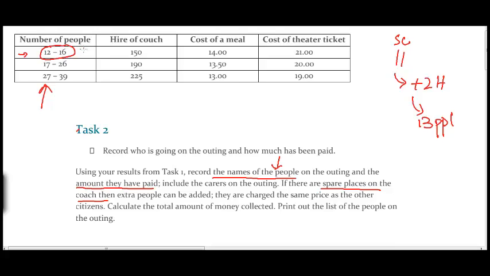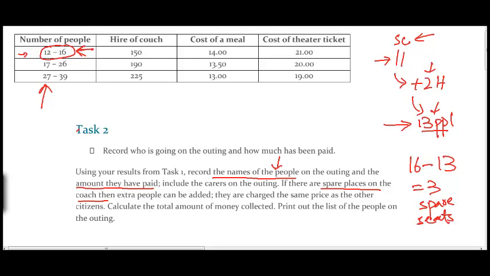So the maximum number of people that can go in this group is 16, and the number of people going on our trip is 13, as per this example. We've just used some random value. We've said that 11 people would be going, so there will be 2 helpers, and now we have 13 people in total. The maximum size of this group can be 16 people, which means 16 minus 13, we have 3 spare seats in the coach, or in the bus, right?